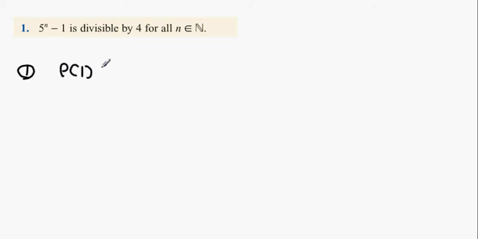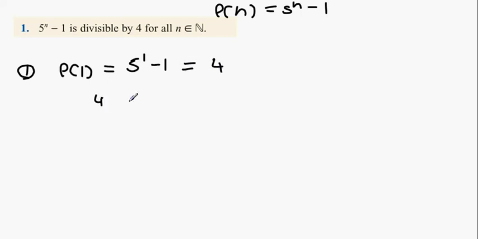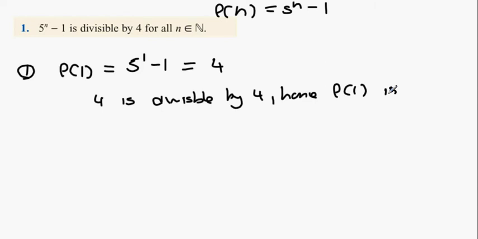So we put in P of 1, and we're basically saying that P of n is 5 to the power of n minus 1. So P of any number, replace n with that number. So P of 1 is 5 to the power of 1 minus 1, which gives me 4. Now 4 is divisible by 4, hence P of 1 is true. What this means is that when you replace n with 1, the answer is 4, and 4 divided by 4 equals 1. So that means that P of 1 is true.